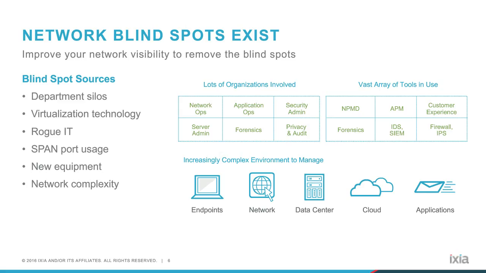The source of many network problems is network visibility, or actually the lack of it. Lack of visibility is caused by blind spots, areas where you don't actually see everything that is happening. Blind spots exist in almost every network. It's not a question of if, but where. Blind spots result from many sources, including the organizational structure of the business, technology complexity, and even the monitoring and network equipment itself. As you can see here, there are some examples of common blind spots: department silos, virtualization technology, rogue IT, span port usage, new equipment, and network complexity.